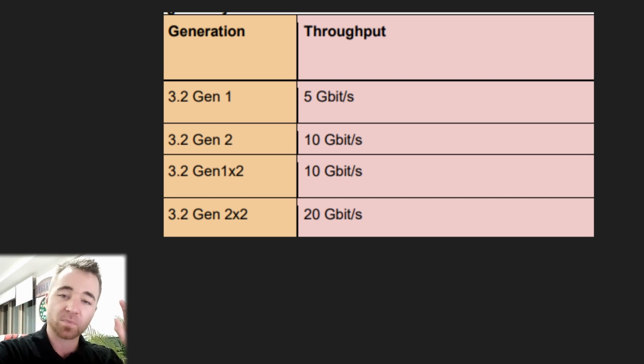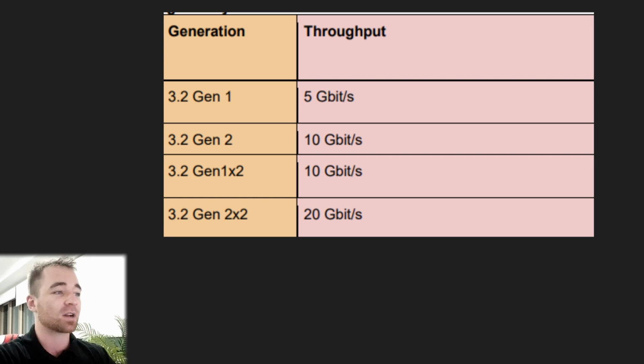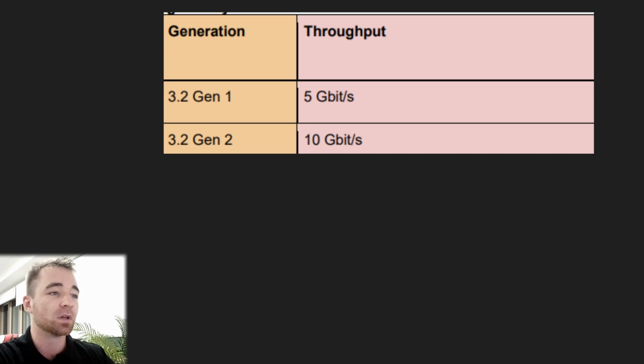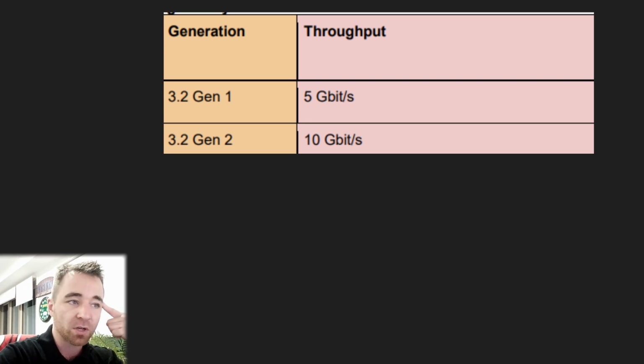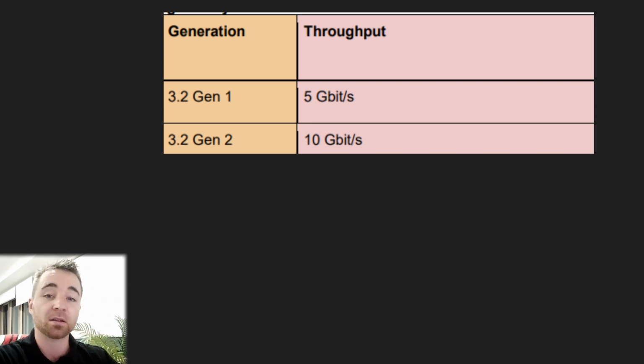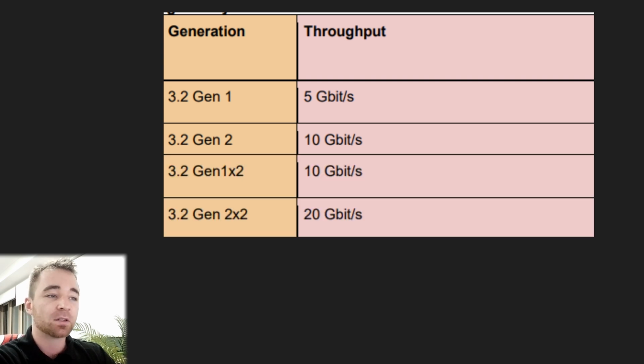But here was my little trick that I did when I was trying to study all this. I thought to myself, okay, these bottom two are just the top two times 2. So all I really need to know is these two. If I can just remember 3.2 Generation 1 is 5 gigabits, and 3.2 Generation 2 is 10 gigabits, then I can figure out the other speeds just from the name of the generation. It's literally in the name.